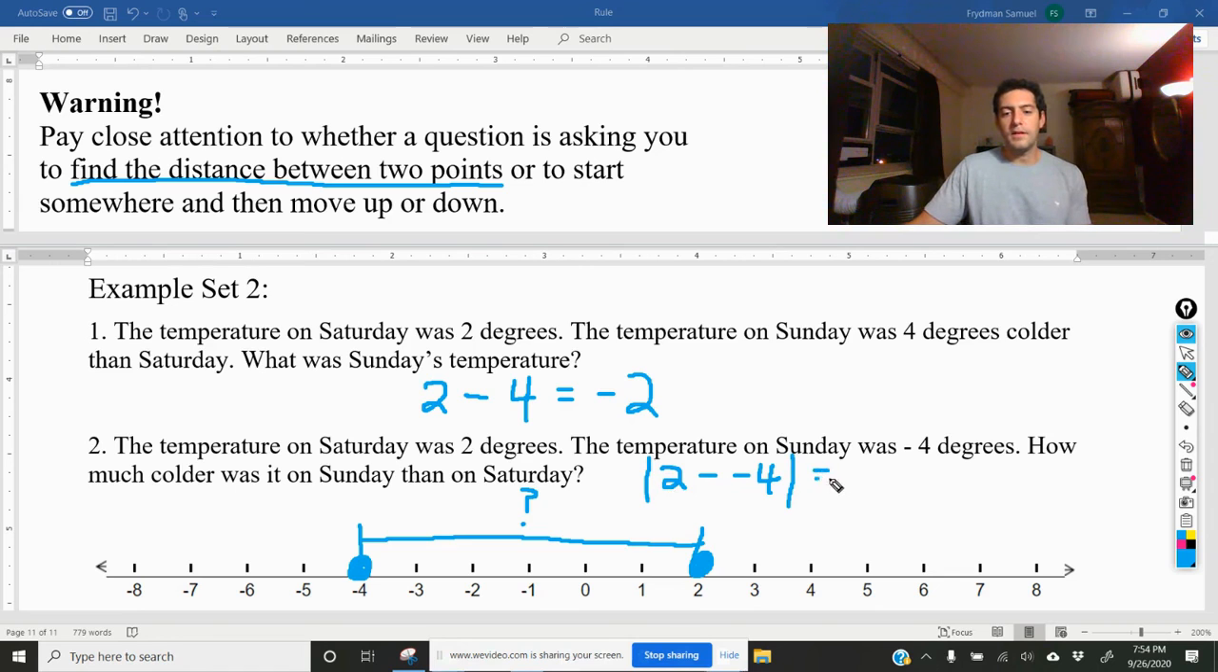So 2 minus -4 is the same as 2 plus 4, which is 6, and then I'll take the absolute value of 6, which again is just 6. Okay, if I had done it the other way, -4 minus 2, I would have gotten -6, but then the absolute value still would have been 6. So either way I do it, I get the same answer. So what does this 6 represent? It indicates that Sunday was 6 degrees colder than Saturday. Okay? Distance between the two.